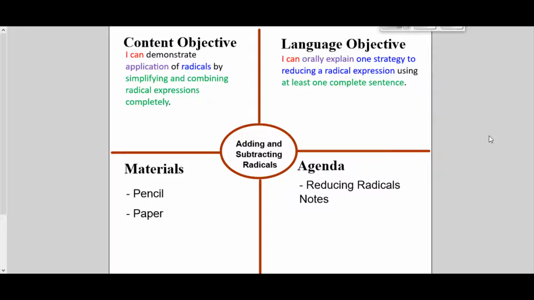In this lesson, I'm going to go over how to combine radicals by adding and subtracting. So you're just going to add this to the notes that you already started. So you will need that paper and pencil just to continue on your notes that you already started.